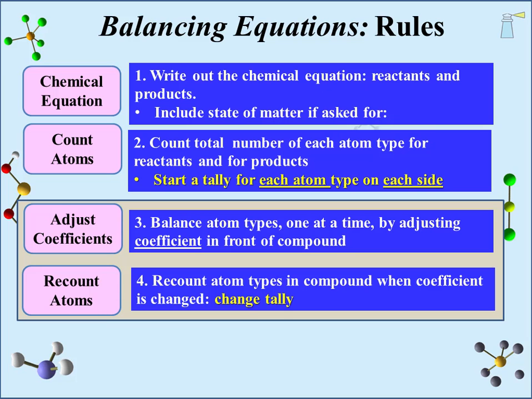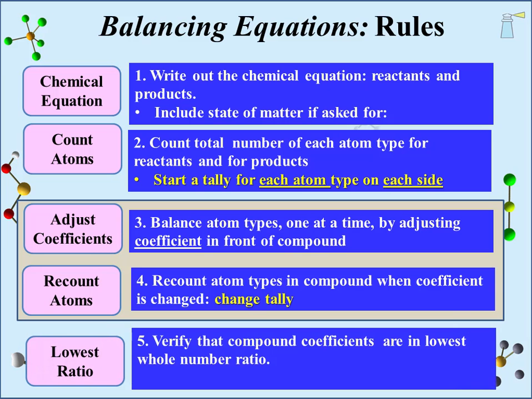Almost there. Once a balanced equation has been obtained, the last thing to do is to verify that the compound coefficients are in the lowest whole number ratio. Reduce by a common factor if necessary. For most equations that are balanced using this set of rules, the coefficients obtained will be in the lowest whole number ratio, and there will be nothing to do with this step.